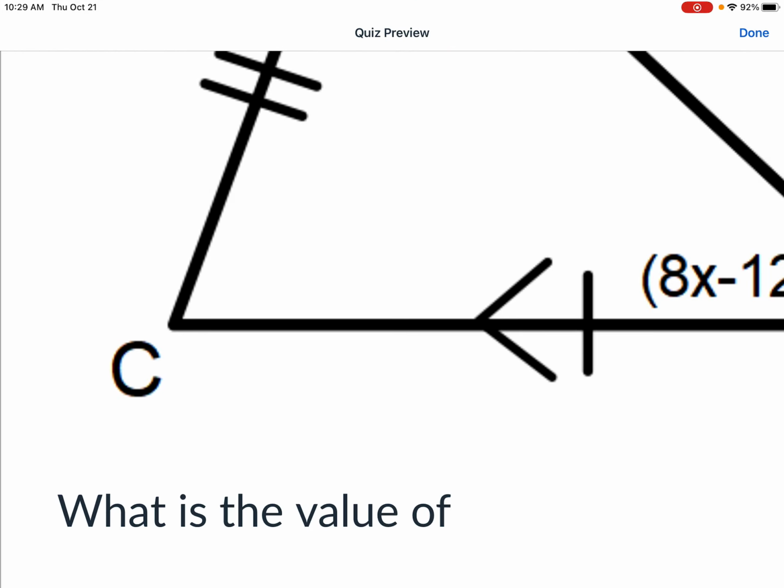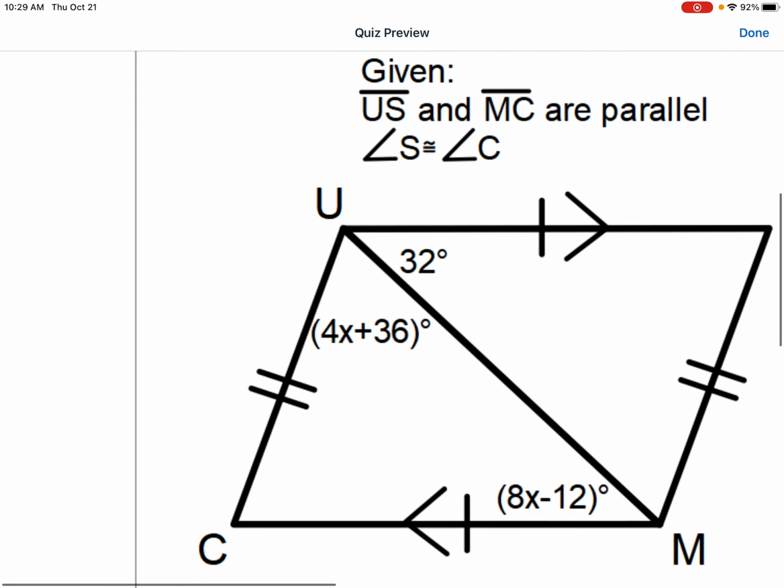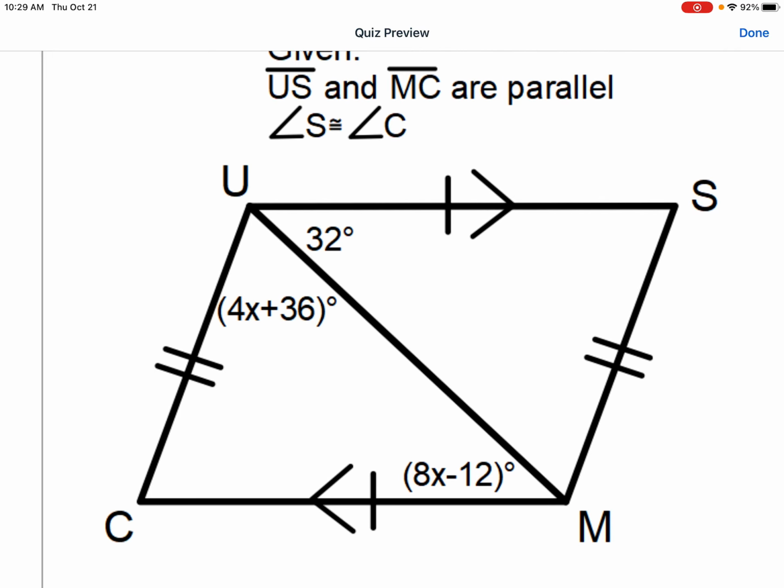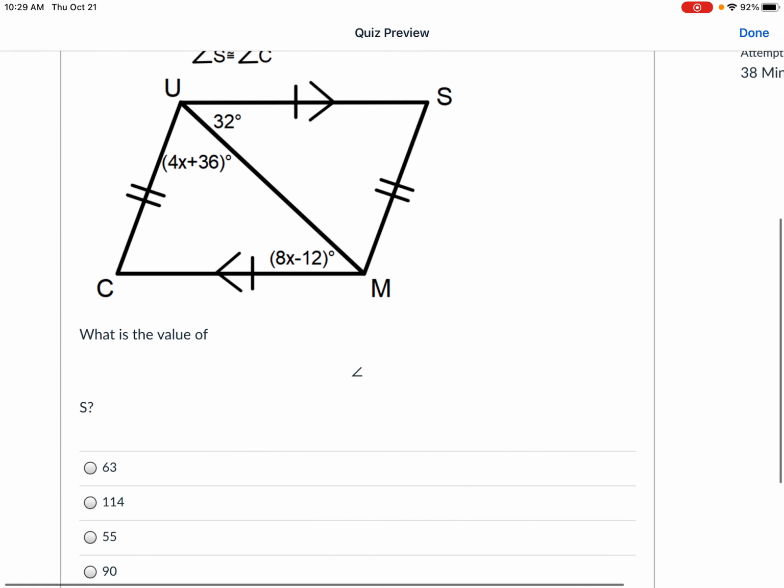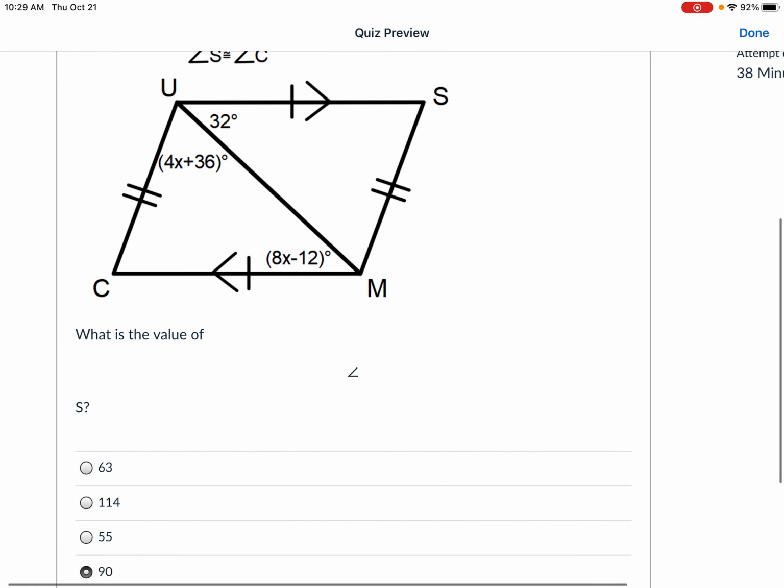So what does that mean for our question? We have to look back up at our given information. Angle S is congruent to angle C. And that word congruent, we've said it time and time again. Congruent means the same. So if angle C is 90 degrees, then so is angle S. And that's the answer that we're looking for, 90 degrees.